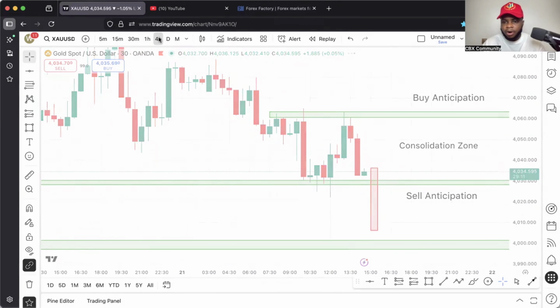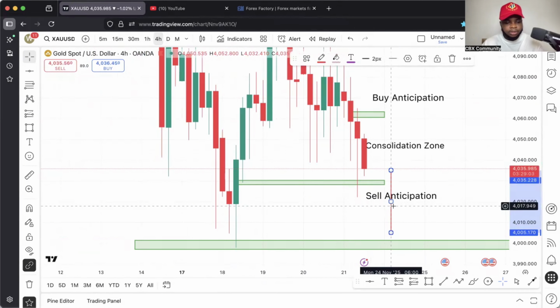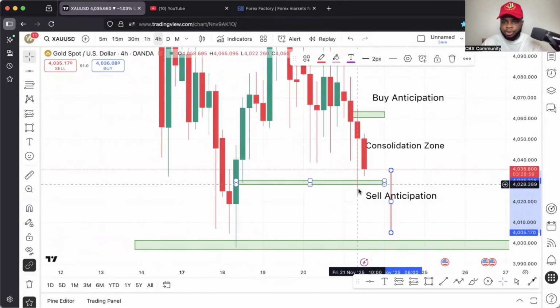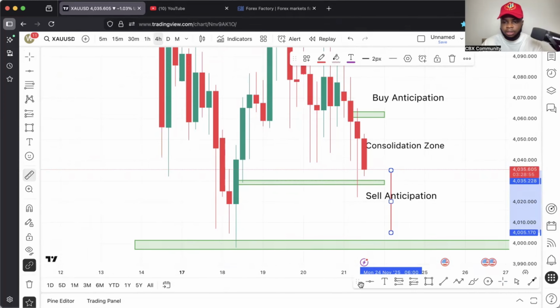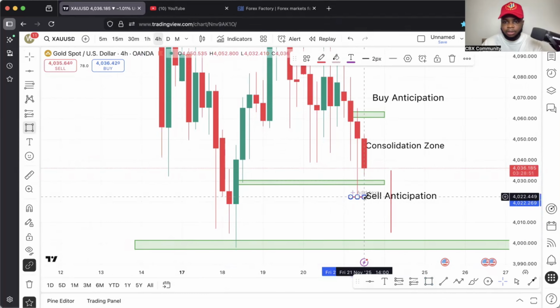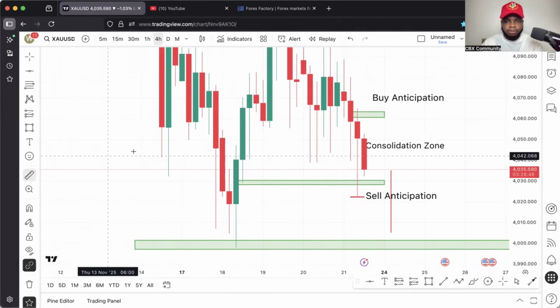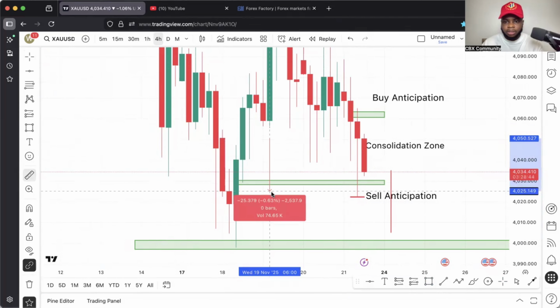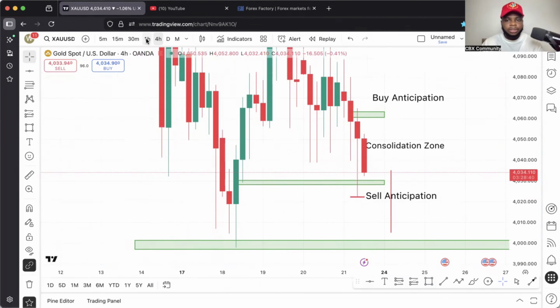So let me look at the 4 hours. The 4 hour is rejecting off. I think this is for us, yes. Okay, the 4 hour is yet to fill this wick over here to this place. The 4 hour is left to fill this wick. So from this wick over here down to this place, you're looking at 280 pips.